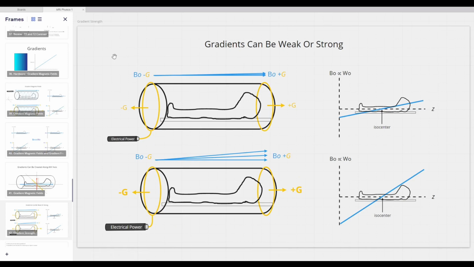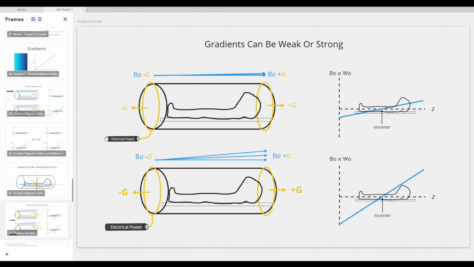So we can create a gradient across the patient. We can create it in any axis we want. We can also change how strong we want the gradient to be. Like I said before, remember, when we create our B naught magnetic field, we're running power through coils, and that induces the magnetic field. The same is true with these gradient coils. We're running power into these gradient coils to generate these gradient fields.